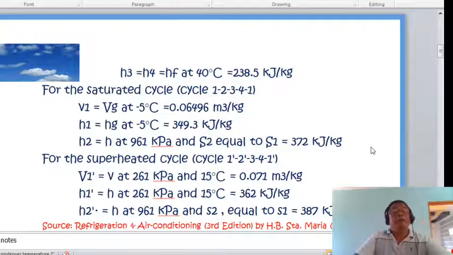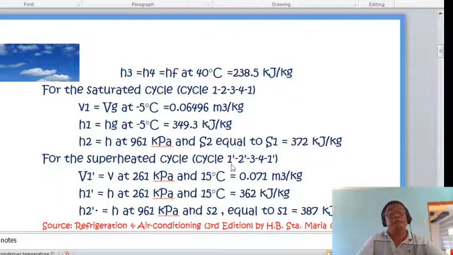Considering now, class, 3 and 4 are already known. The value at 40 is 238.5. For the saturated cycle, 1, 2, 3, 4, the specific volume of the gas at -5 is 0.6496, and the enthalpy at 1 is 349.3. This is at -5. And then at 2, S1 equals S2, 372, or 373.